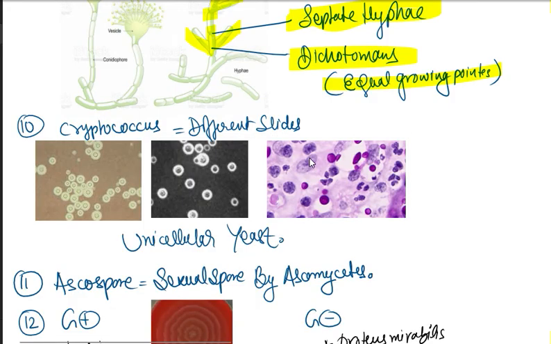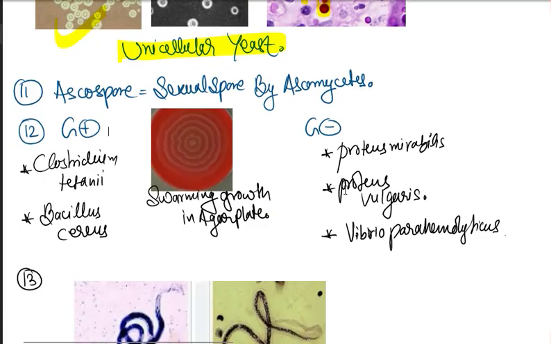Next one is Cryptococcus. This slide is showing different photos of Cryptococcus. The mnemonic: when you cry, there is a drop-like appearance. So Cryptococcus is a unicellular yeast. Now next one, ascospore is what? This is the sexual spore of Ascomycetes.